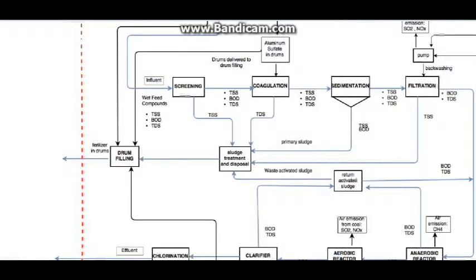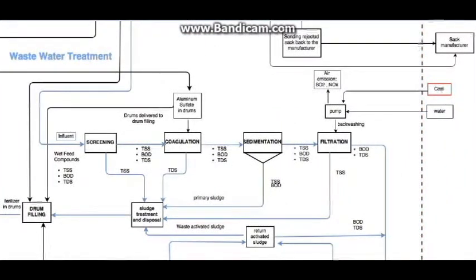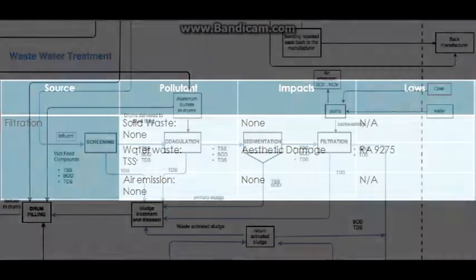Filtration. The water passes through filtration to remove even smaller particles. The filter cake along with the TSS is sent to the primary sludge treatment and disposal. When the filter is clogged, backwashing is done with the use of high pressurized water. The filtrate is then sent to the biological treatment process.